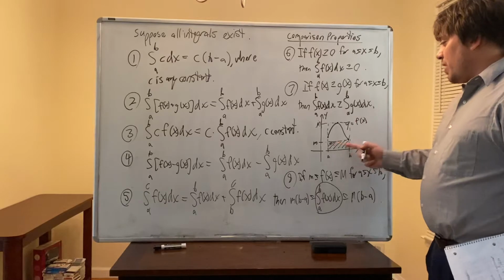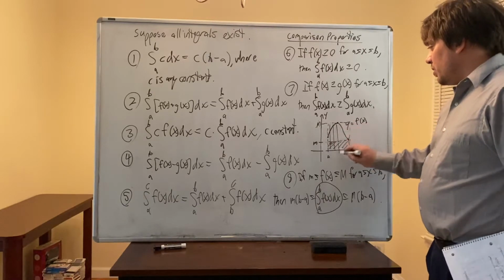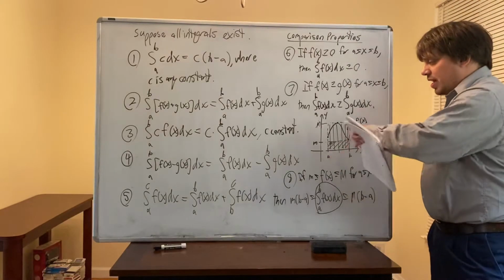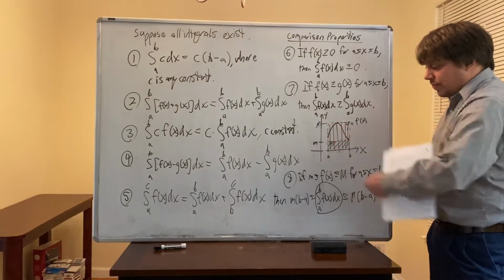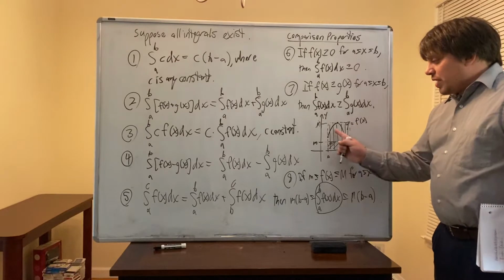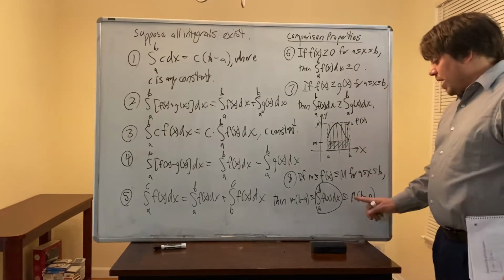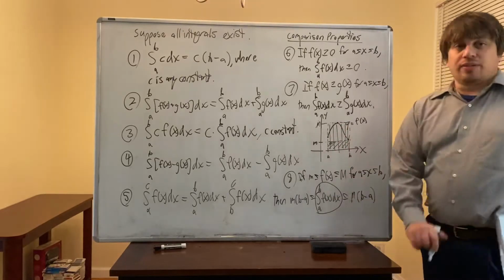Right? And if you look at capital M here, now let's look at the area of this rectangle, where the base is b minus a and the height is capital M. Capital M times b minus a is the area of this larger rectangle. And so this larger rectangle not only contains the area under the curve, but it contains extra space. And so capital M times b minus a has to be greater than or equal to the area under that curve.